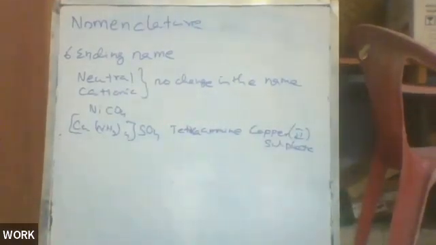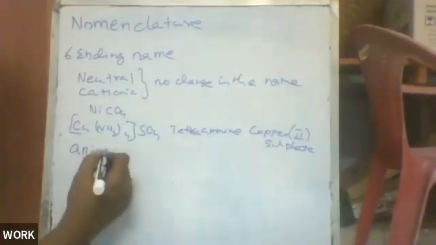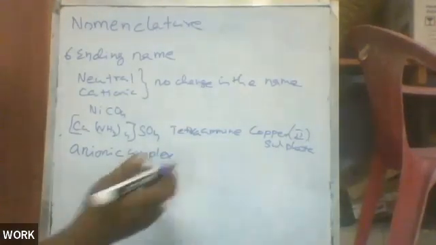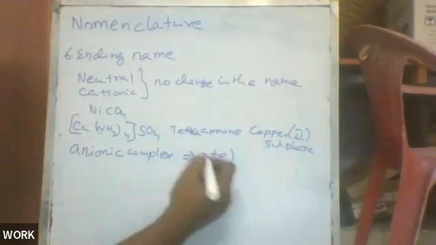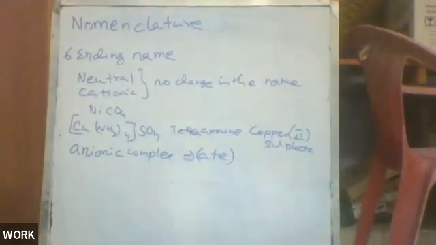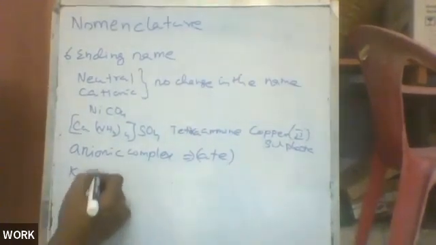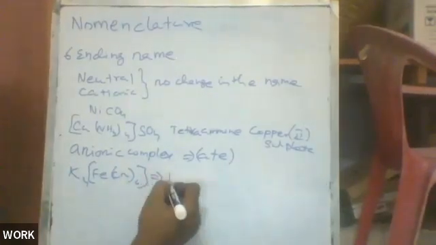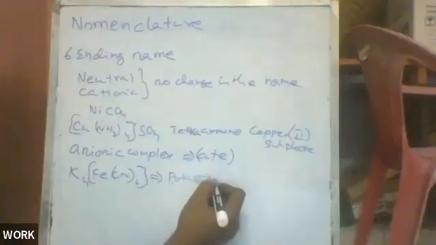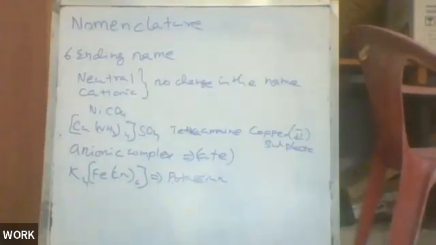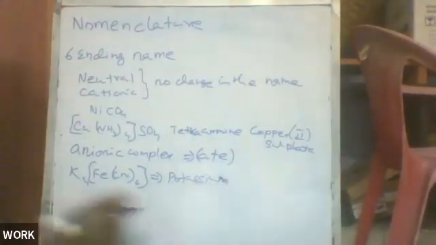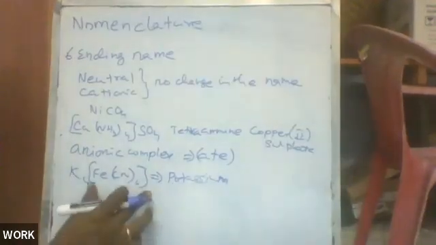Okay. In case it's an anionic complex, the name should end with -ate. For example, K4[Fe(CN)6]. It gives potassium. I'm not mentioning mono, di, tri for the cation, because this is for oxidation purposes. Then the coordination sphere. First cation and then anion. The anion is the coordination sphere.